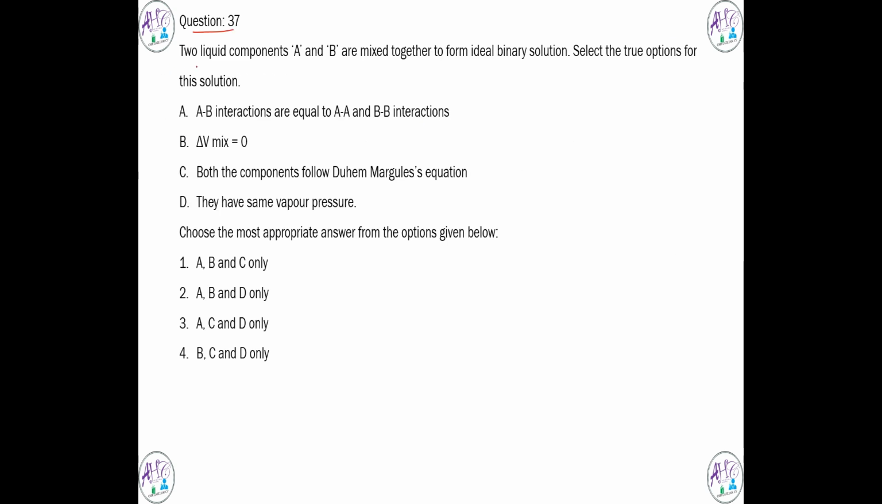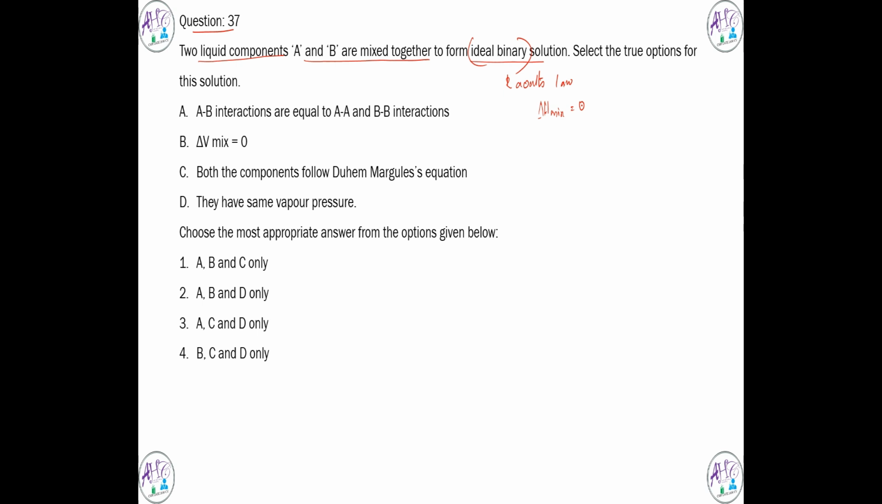37th question. Two liquid components A and B are mixed together to form an ideal binary solution. This is the catch: they are saying it's an ideal binary solution, which means this is going to follow Raoult's law. So what typically happens when you mix two ideal solutions together? When you mix two ideal solutions, the enthalpy of mixing is going to be zero. So delta H of mixing is zero.